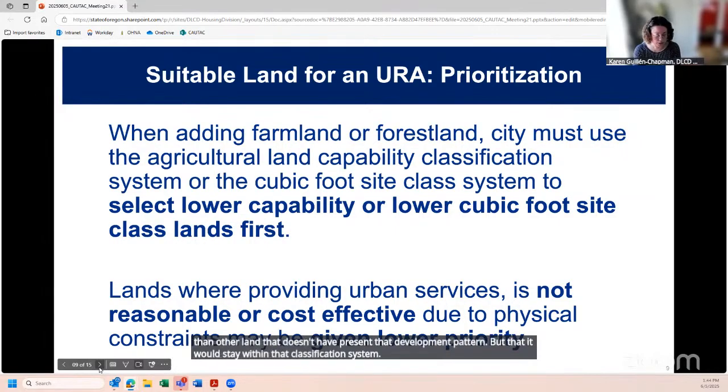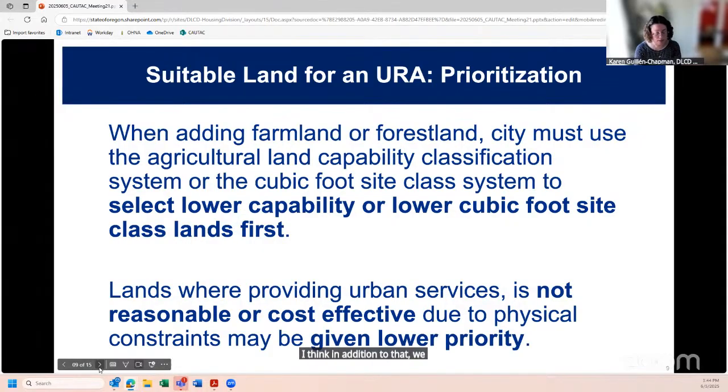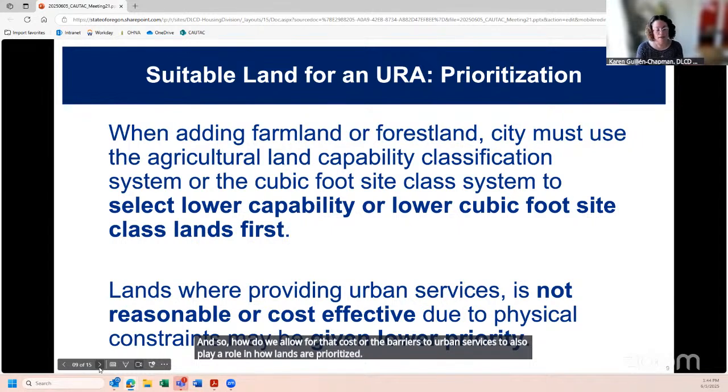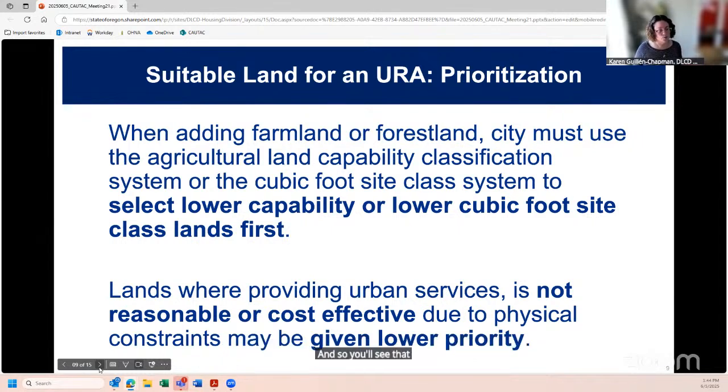I think in addition to that, we realize that not all rural land or not all urbanizable land can be serviced in the same way. And so how do we allow for that cost or the barriers to urban services to also play a role in how lands are prioritized? And so you'll see that new addition as well.